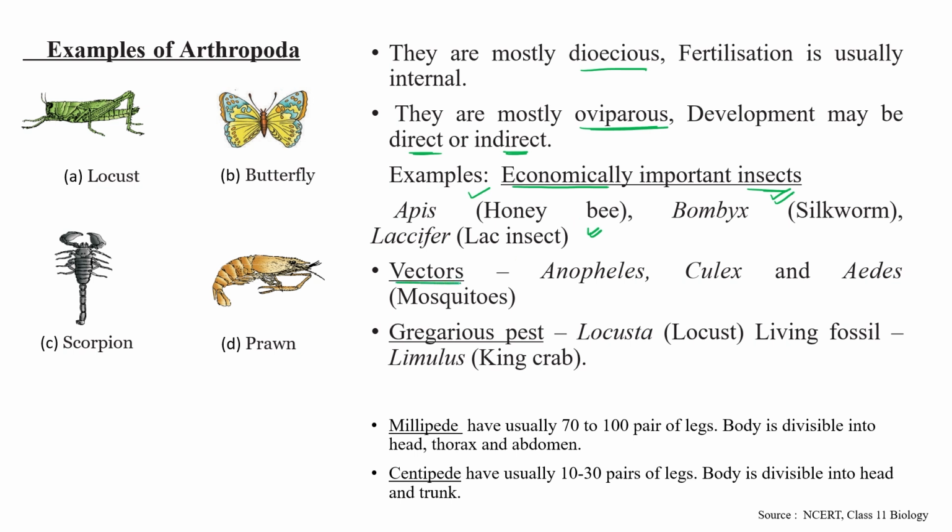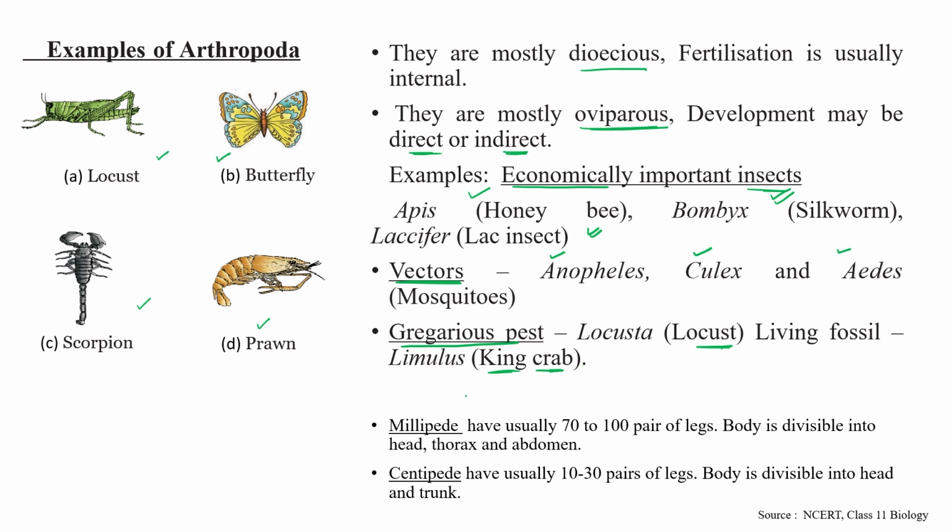Some act as vectors for certain parasites and pathogens, like Anopheles mosquito, Culex mosquito, and Aedes. They act as vectors for the malarial parasite and for dengue. They also act as gregarious pests, like Locusta, and there is the living fossil king crab, Limulus. These are the pictures of locust, butterfly, scorpion, and prawn. They all belong to phylum Arthropoda.